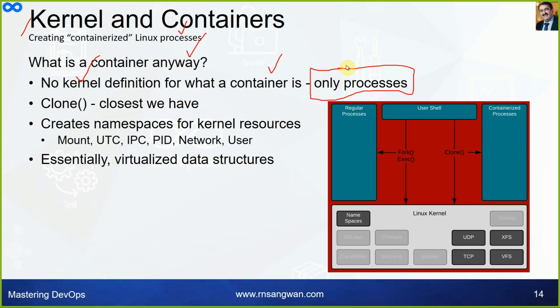So if I have to define it, what is the closest definition? The closest definition is when I use the system call called clone. When I make the clone system call to the kernel, it will create a clone of these kernel processes, that is, all the data structures. It will create a clone of these virtualized data structures by using this clone system call. So this clone system call will create namespaces for kernel resources like mount, UTS, IPC, PID, network, user, everything. Essentially, it is virtualized data structures.